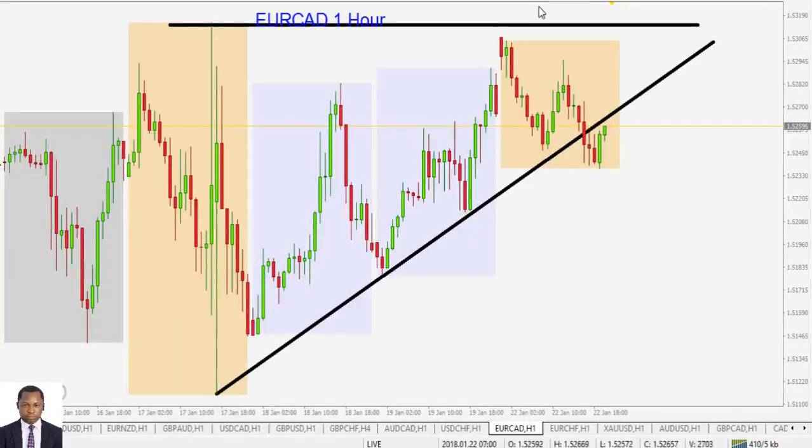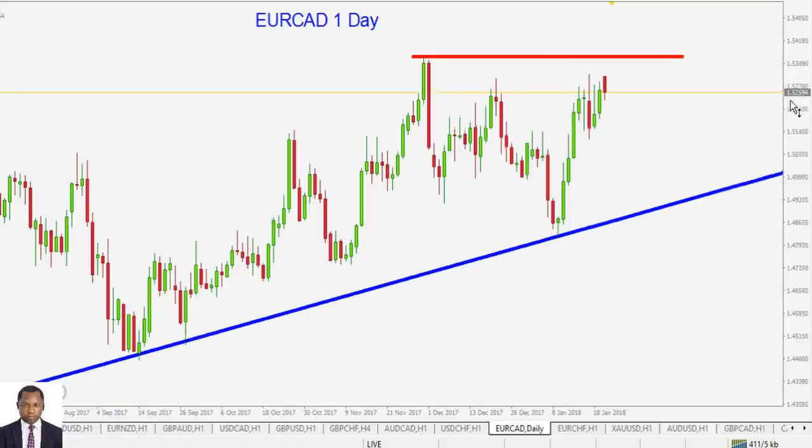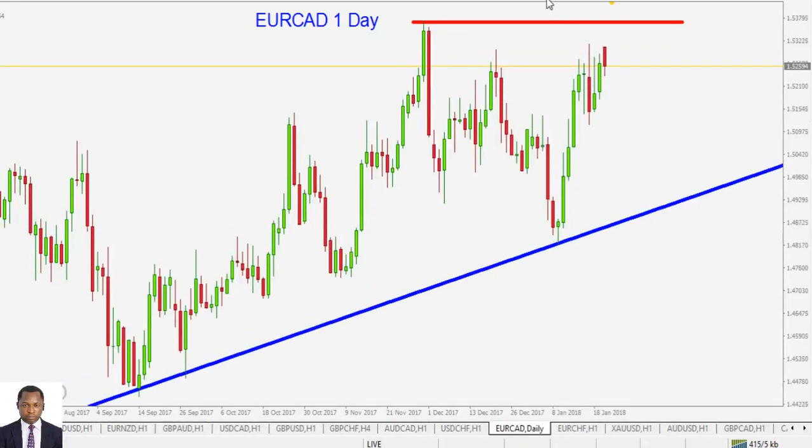The euro against the Canadian dollar, all right, here also price is trading around daily level of resistance, that area. Be very hesitant clicking on your buy button.